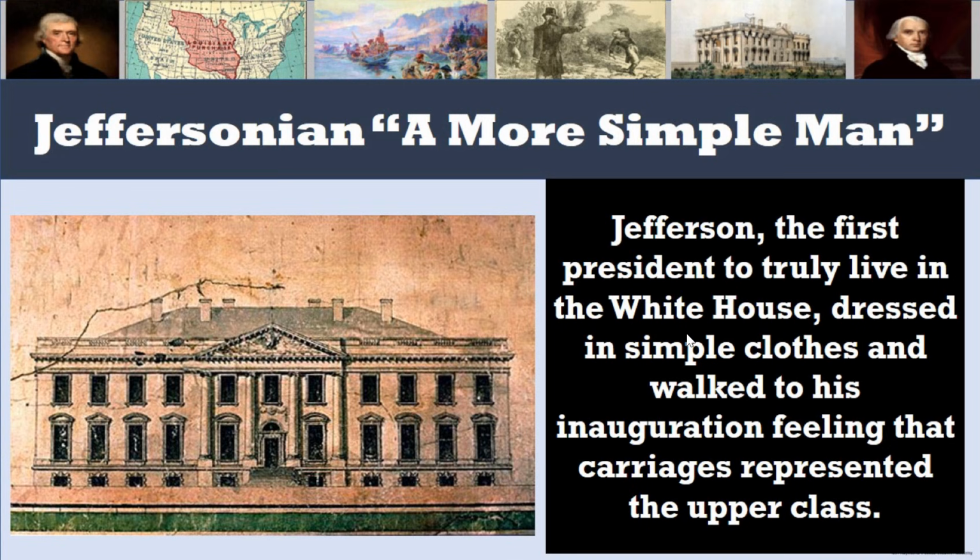Jefferson portrayed himself as a simple man. He was the first president who truly did live in the newly built White House, and he liked to dress in simple clothes, and he even walked to his inauguration, feeling that carriages somehow represented the upper class. Again, he didn't want to be seen as an aristocrat, even though he was.